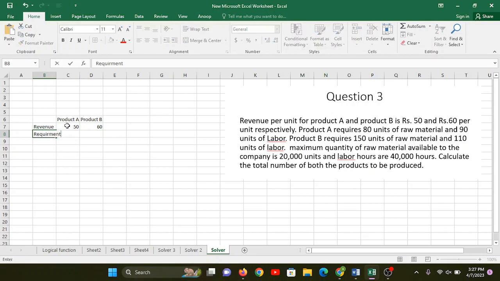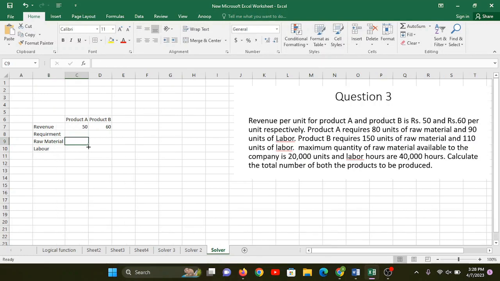Requirement is like what resources are you going to require. So what type of resources are there? You have raw material, so I'm writing raw material, and then second thing that you require is labor. Only two things are required, very easy. Okay, usually in questions you may get more than two requirements.